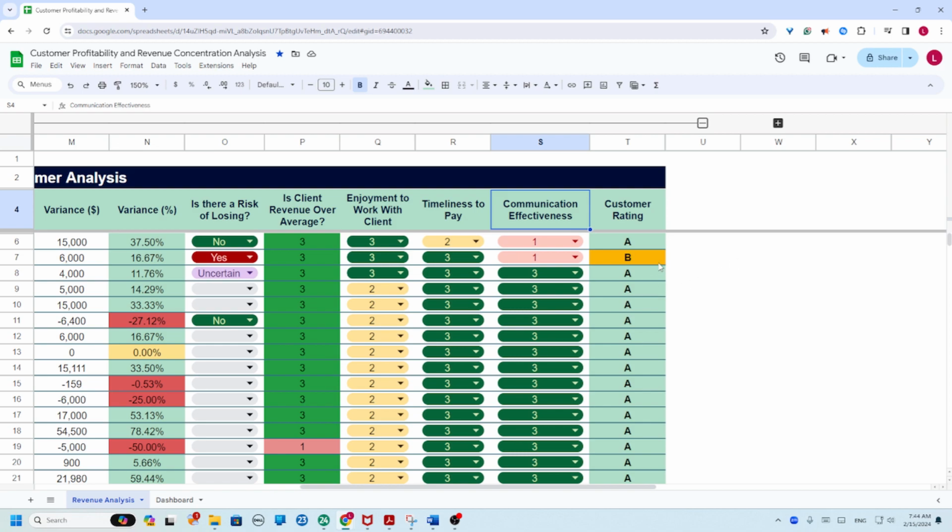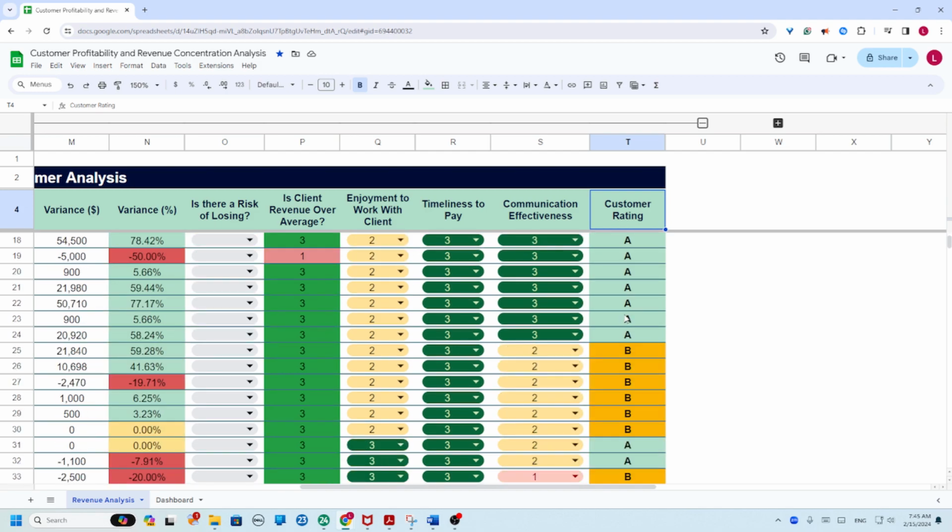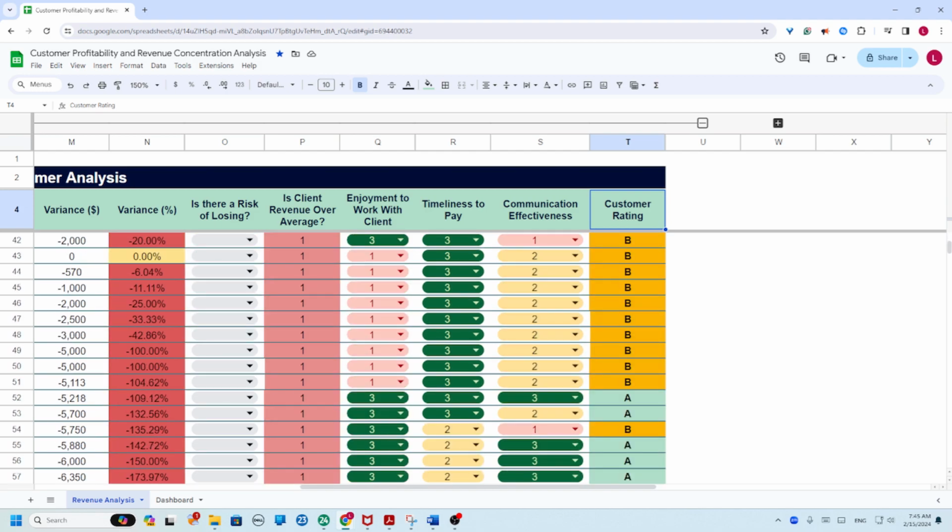With this piece of information, we then create a formula to give us a rating that spits out whether they are an A client, a B client, or a C client, right? Once we have this level of intelligence, we are in a better position to make decisions about the type of client we want to work with, right?